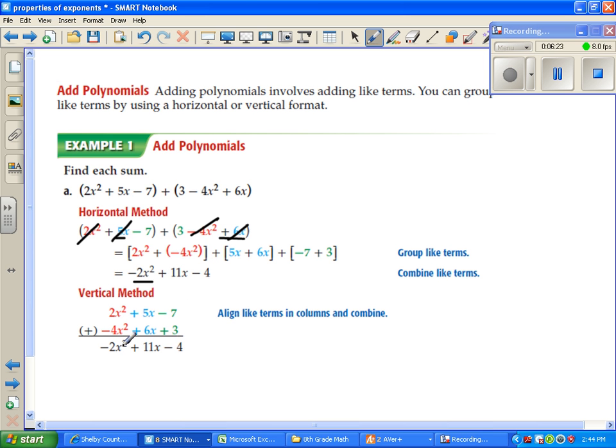Okay, Tanner, here's your vertical method. If I have 2x squared plus 5x minus 7, then I'm going to add negative 4x squared, and I just line them up. But I've got to make sure that my terms are alike. Now, if I don't have an x term, then what do I put here? If I didn't have a 6x in my problem, I wouldn't put anything. You could leave it blank, or you could just fill it with a 0. And then you just combine them this way, kind of like you did with a system.